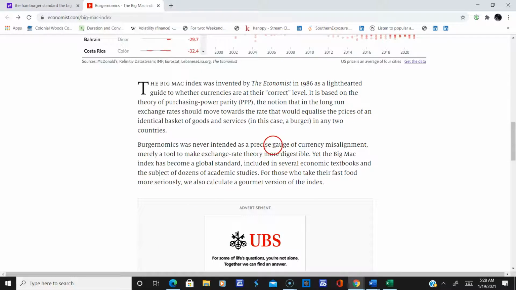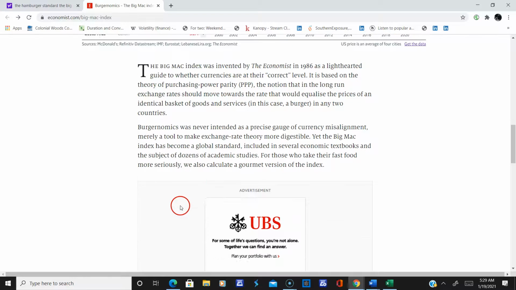It was never intended as a precise gauge of currency misalignment, merely a tool to make exchange rate theory more digestible. Yet the Big Mac Index has become a global standard, included in several economic textbooks and the subject of dozens of academic studies. For those who take their fast food more seriously, we also calculate a gourmet version of the index.